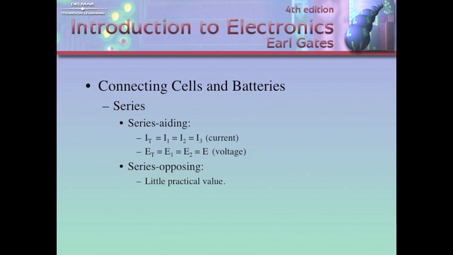Connecting cells and batteries. Series aiding. Actually, this slide is wrong here. For series aiding, this is correct. But total voltage is equal to voltage 1 plus voltage 2 plus voltage 3. This is saying equal, it should be plus. Series opposing, meaning you've got batteries connected frontwards and backwards with each other. Little practical value. Stupid. You would never want to do that.